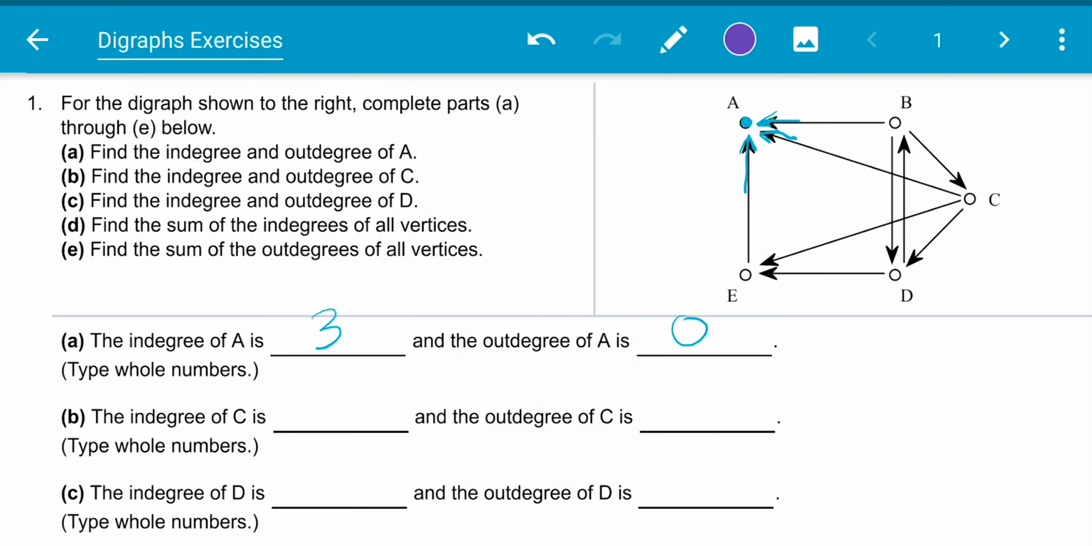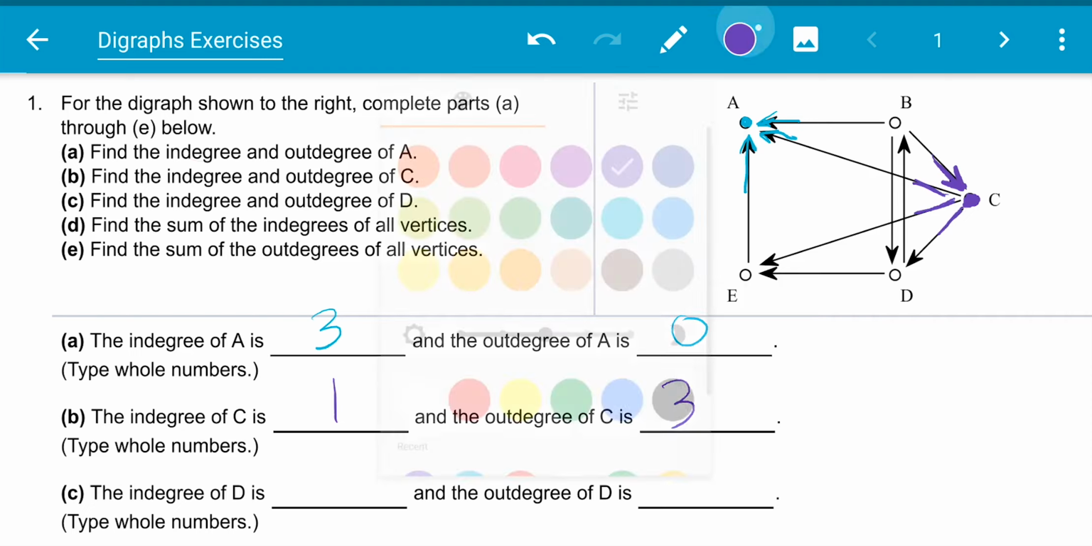Next, we're going to move on to C. So find the in degree and out degree of C. So we're going to look at C. How many arrows are pointing into C? We only have 1. How many arrows are pointing out of C? 1, 2, 3 is the out degree.